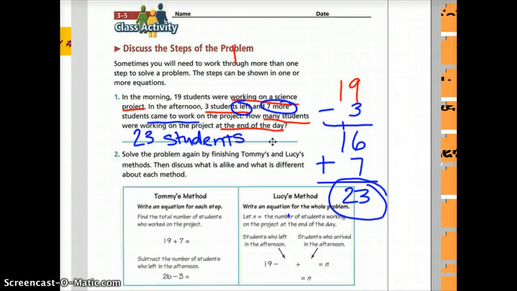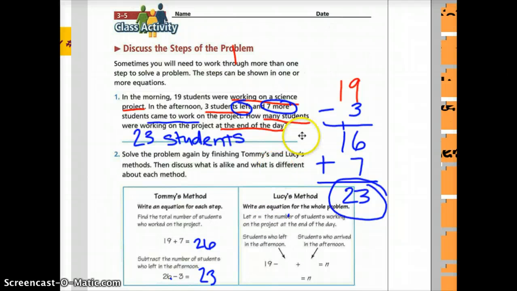Number 2 says solve the problem again by finishing Tommy and Lucy's methods. Then discuss what is alike and what is different about each method. Tommy's method says write an equation for each step. Find the total number of students who worked on the project. So he did 19 plus 7 equals 26. And then he subtracted the number of students who left in the afternoon. So he did 26 minus 3 and got 23. So he added the 7 to the 19 first and then took the 3 away.